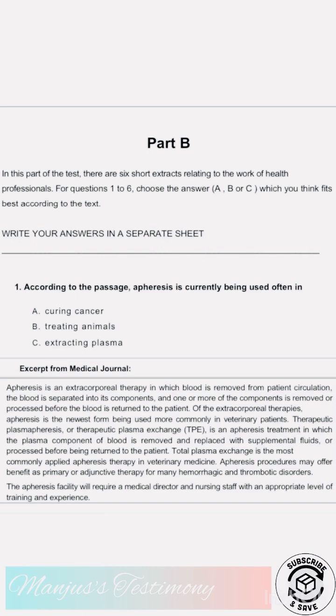Apheresis is an extracorporeal therapy in which blood is removed from the patient's circulation. The blood is separated. See, when we read the first sentence, we did not complete it, we just started to read, and at that time itself we understood that they are going to talk about what apheresis is. They are just giving an idea about apheresis. So the question is, what is the current usage of apheresis? We don't have to know what apheresis is and everything they have to say about it, so we can just skip that sentence now.